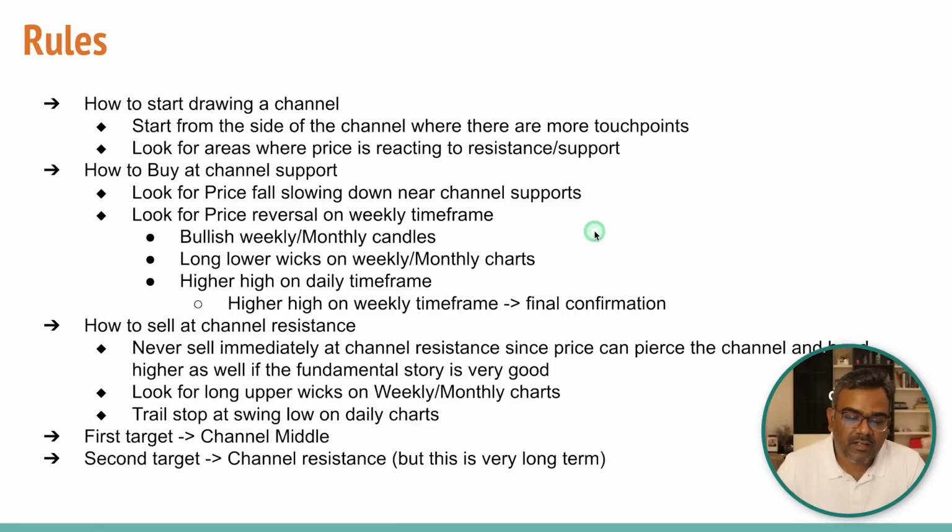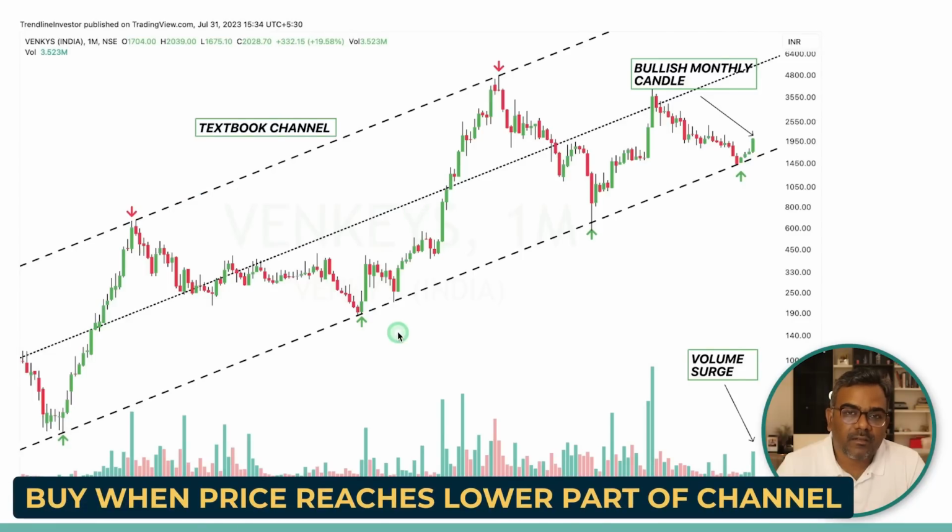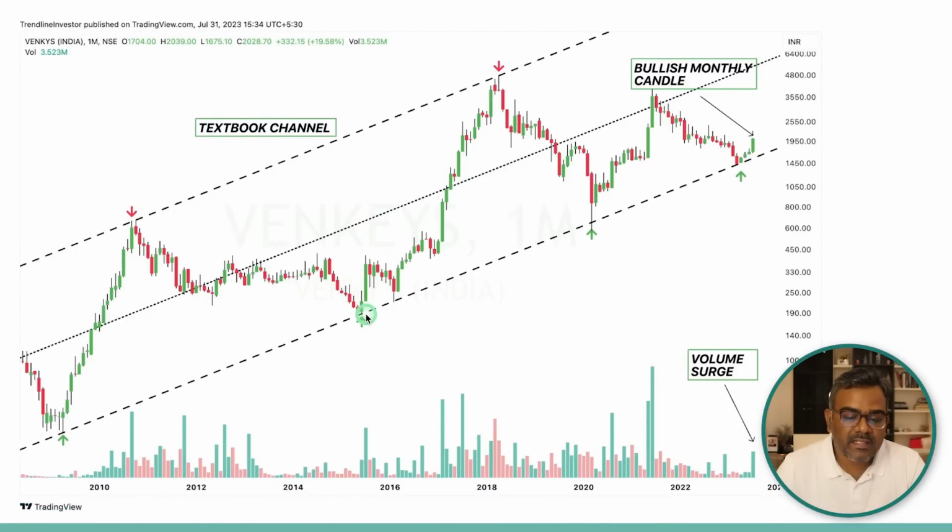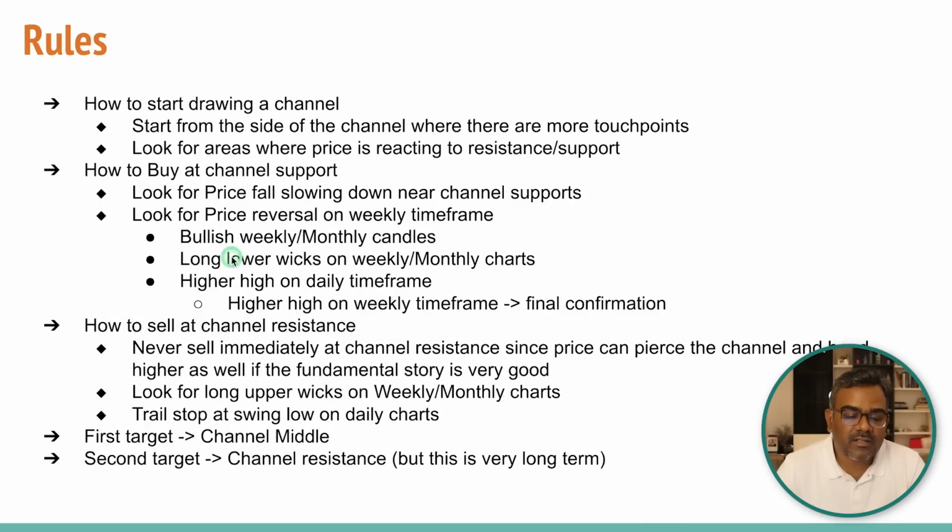So that's the second rule. So how do you buy at channel support? Whenever price comes to the lower part of the channel, that's when you buy. So how do you buy? We'll discuss this shortly, but basically you have to look for some signs. So you look for the price fall slowing down at channel support.